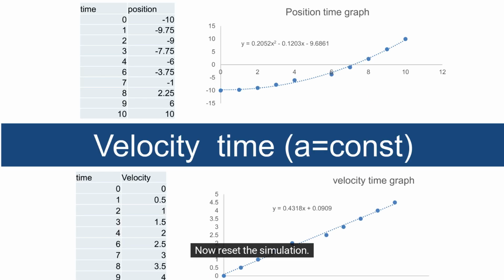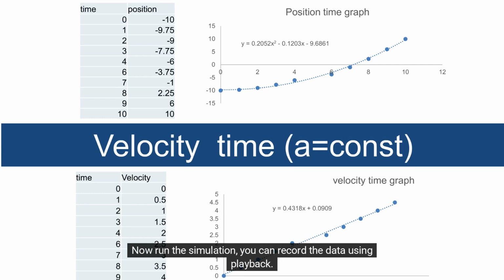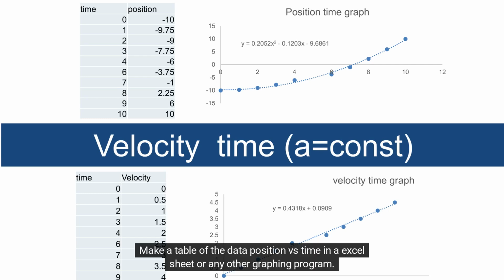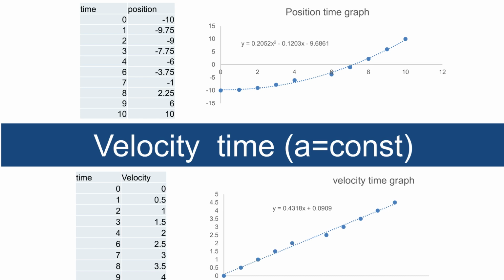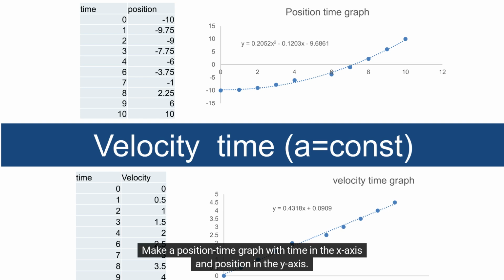Now reset the simulation. First of all, set a constant acceleration. For example, I set a equal to 0.5 meter per second squared. Now run the simulation. You can record the data using playback. Make a table of the data, position versus time, in an Excel sheet or any other graphing program. Make a position time graph with time on the x-axis and position on the y-axis. Also draw a trend line using the graphing software.